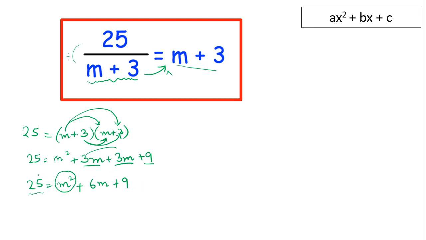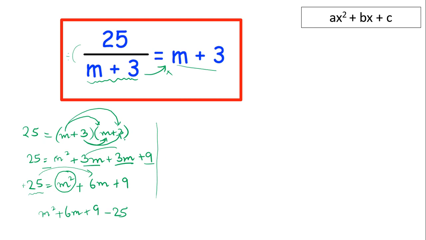And if I do, I am supposed to take that 25 to the other side and turn it into one single equation. So now this 25 has to go all the way here. I'm going to have m squared plus 6m plus 9. Now, the 25 here is positive, goes to the other side, turns into negative. So I'm going to write m squared plus 6m plus 9 minus 25.